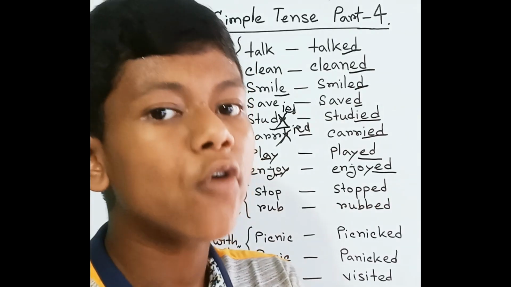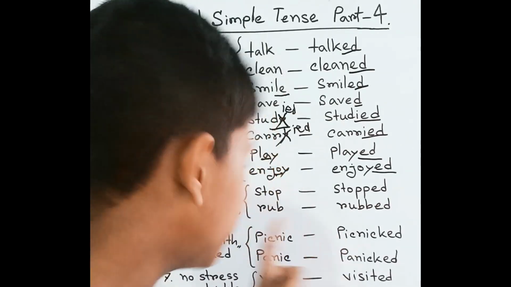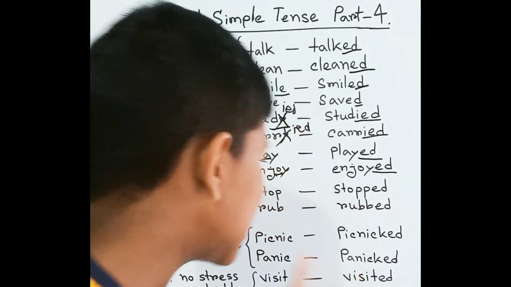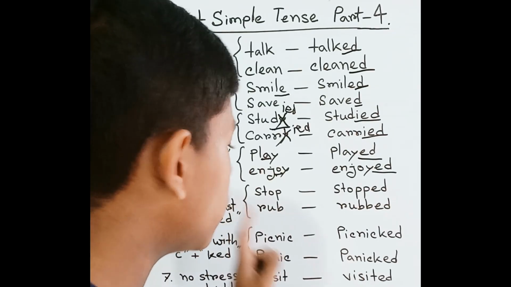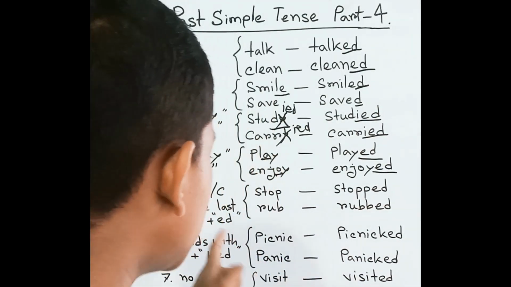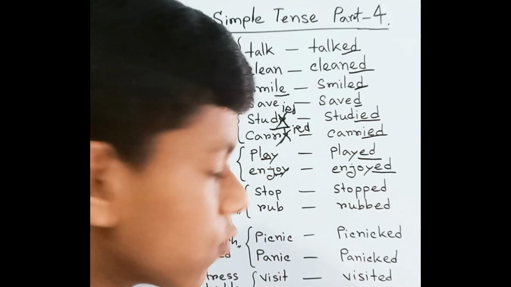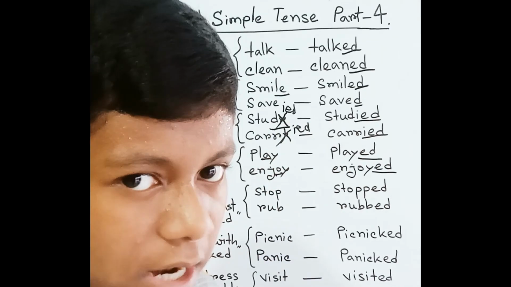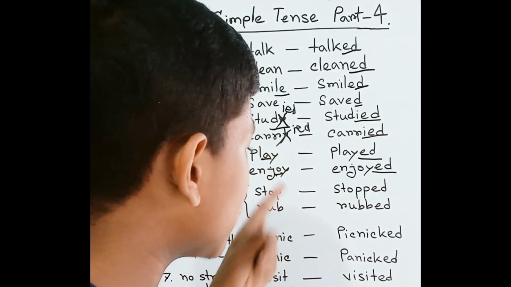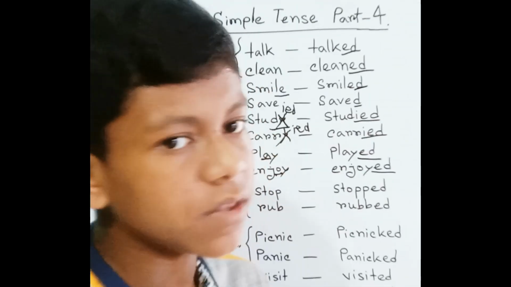So if the verb ends with CVC, CVC means consonant, vowel, consonant, then the last letter of the verb will be doubled, and we need to add the ed. First of all, if you see the word, then you can understand. So here we can see that stop becomes stopped.